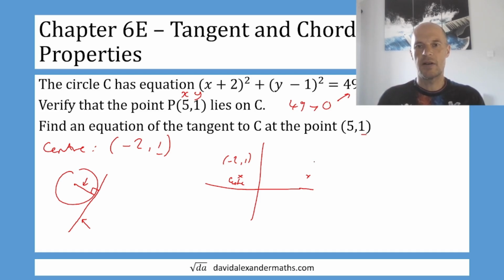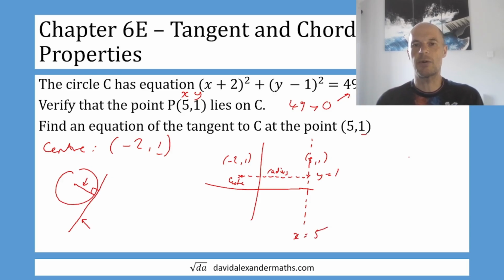Okay, so this is my radius. So therefore the tangent will be perpendicular to the radius. Since the radius is perfectly horizontal, the tangent will be perfectly vertical. Now the radius has got an equation of y equals 1, so therefore the tangent will have an equation of x equals 5. So that is quite simply the equation of the tangent. It is x equals 5.